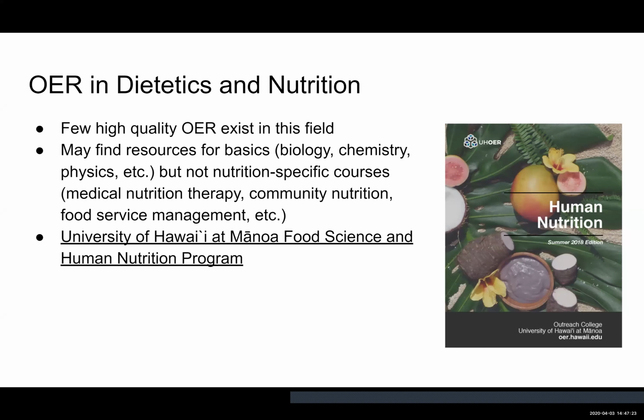I do want to highlight one excellent source that I did find. This is from the University of Hawaii Food Science and Human Nutrition Program, an entire open textbook available on their website, but it just is human nutrition, which is excellent. It's very well done, but human nutrition is a more general introductory course to dietetics and nutrition, and I still couldn't find anything to help me in my specific subject of nutritional genomics. So I looked into having students create their own OER via Open Pedagogy, which Dr. Howard will explain next.